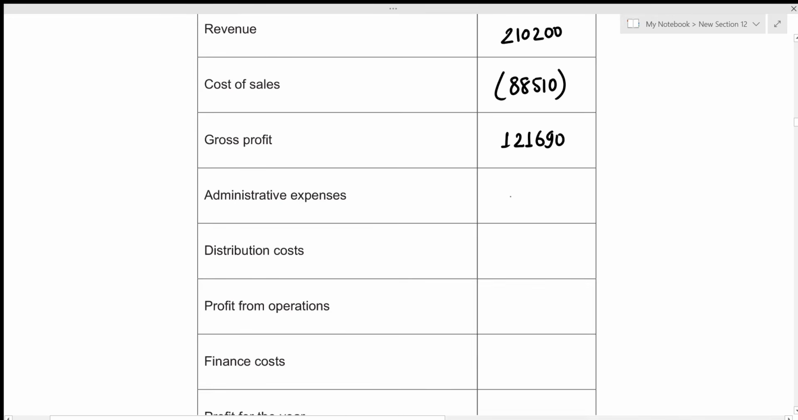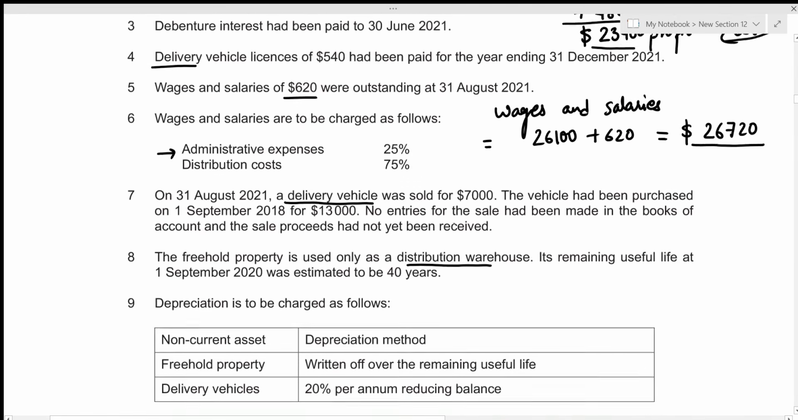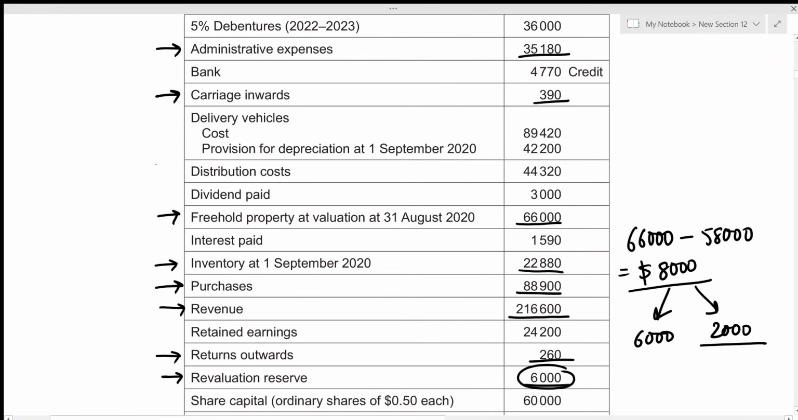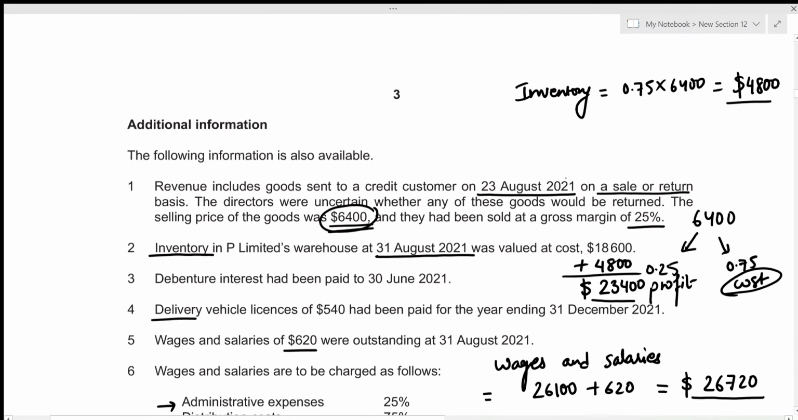We have 41,860. Let's write it in a bracket because we need to subtract all of our expenses. Now we can move towards the distribution cost. Let's have a look at what should be included under this heading. So the first one is going to be the distribution costs amounting to 44,320, which is given right here in our table.